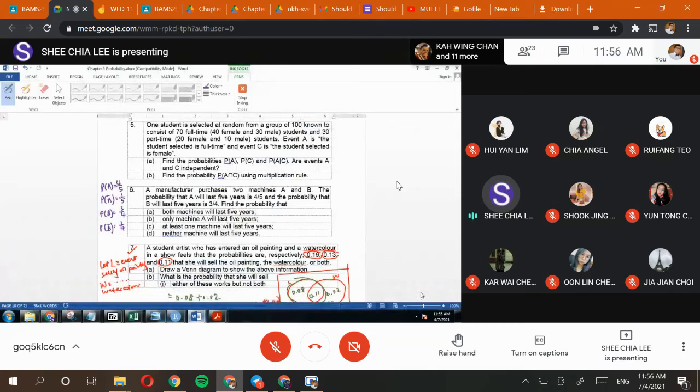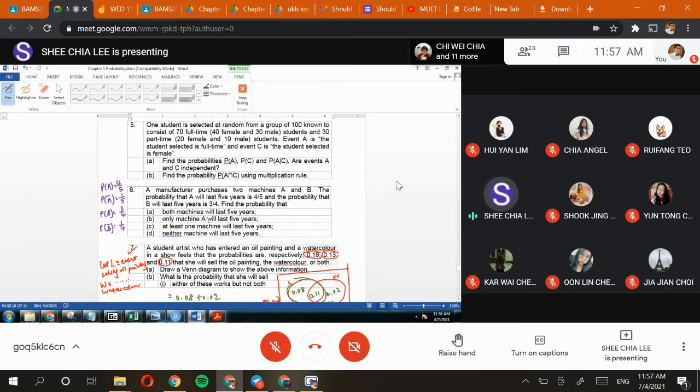It's something like A and A complement, B and B complement. So A is can last 5 years. Probability machine A can last 5 years is 4 over 5. Probability machine A cannot last 5 years will be 1 over 5. Okay, so if they say probability B can last 5 years is 3 over 4, therefore probability B cannot last 5 years will be 1 over 4. Okay. Then, if the question asks you to find the probability that both machines will last 5 years.